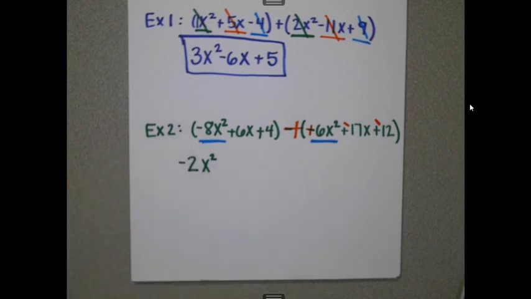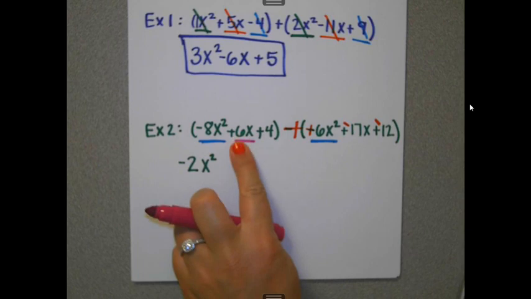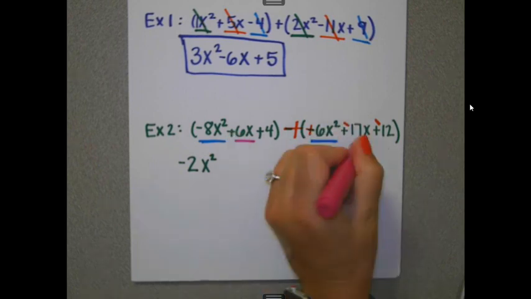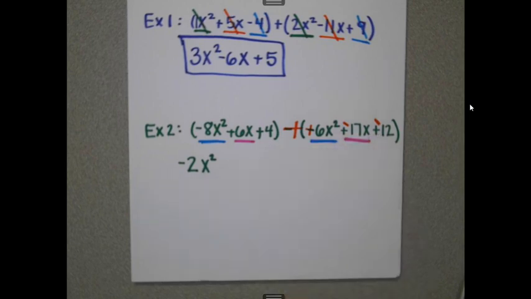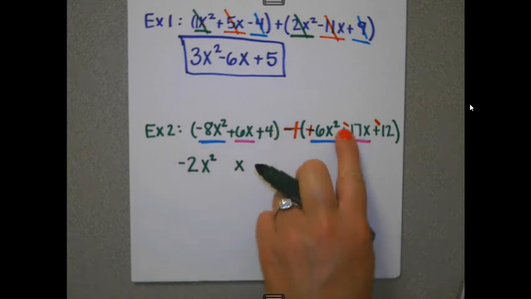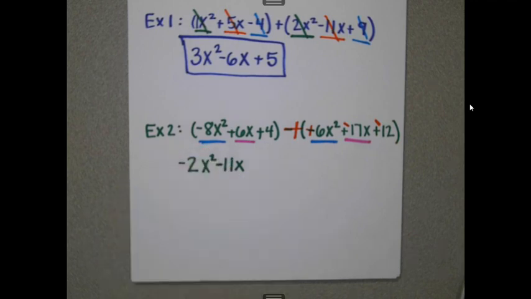So negative 2x squared. Next, we're looking at this 6x, and I have a 6x that's a like term with a now negative 17x. We're going to keep that variable and the exponent the same, so the x stays as an x. We just combine those coefficients. So 6 plus negative 17 is going to give me negative 11.